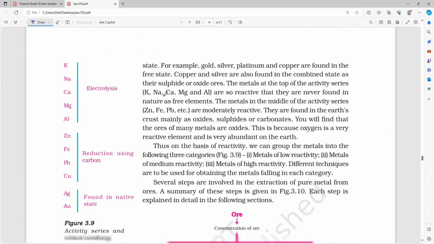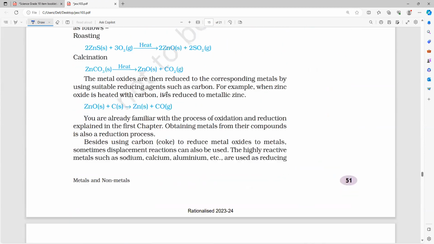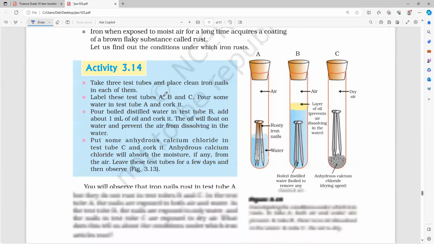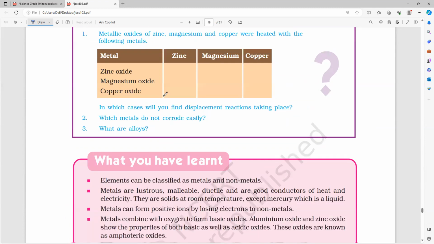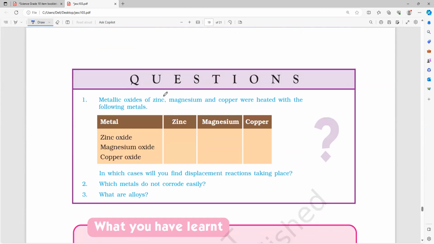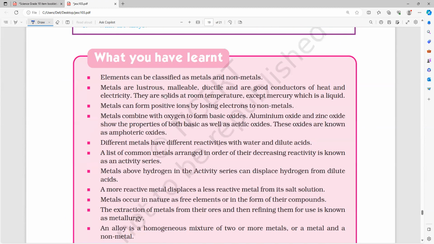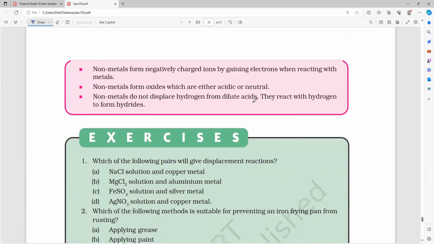There is a paragraph. Anybody can tell where it will be? Somewhere in a text question or an exercise question you have. Those who have read, you can find it. If not, please find it. It is there in NCERT. I know very well, so I will say the answer.